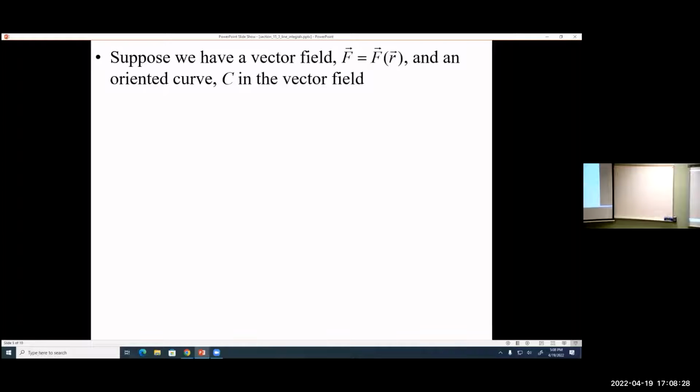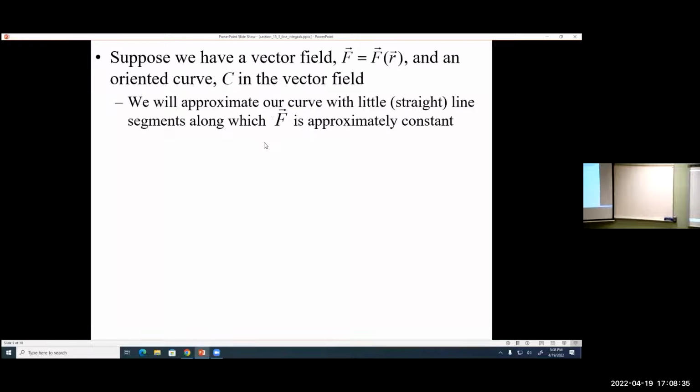Okay, so here's what makes up a line integral. We have a vector field and some oriented curve going through the vector field. So what we do is we approximate our curve with a bunch of little straight line segments along which F is approximately constant. This is the same idea as a Riemann sum. We break it up so it's small enough so we can assume the vector field is constant. And then we want to know to what extent does the vector field go with our direction of motion or our path.